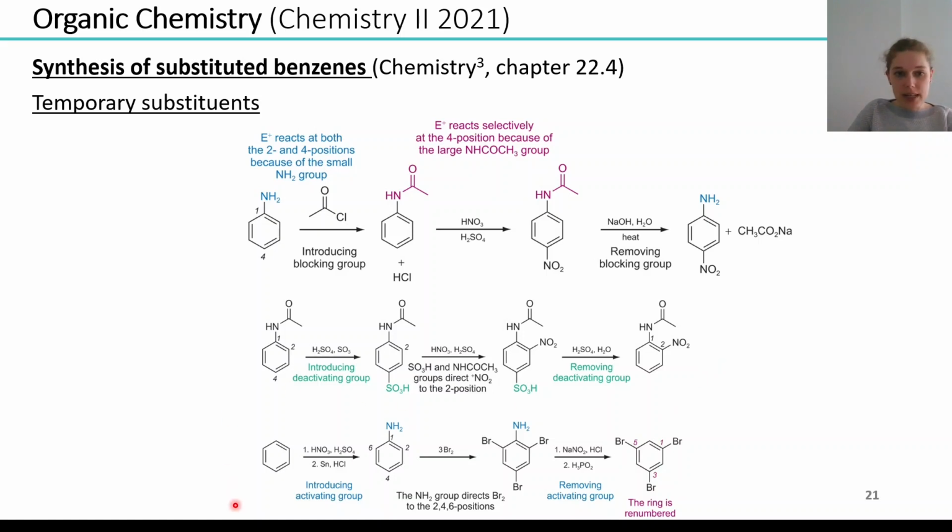And here, another example, we start with a benzene molecule. We now introduce an amino group, which is known to be an activator group. Accordingly, we can assume that the electrophiles will be directed to the 2 and 4 position on the ring. Then we also need to consider the strength of this activating group, and we know that the amino group is a very strong activator, and therefore the bromination will take place on the 2, 4, and 6 positions of the ring. Afterwards, the last step is the removal of this temporary substituent, and we end up with the tri-substituted benzene ring.